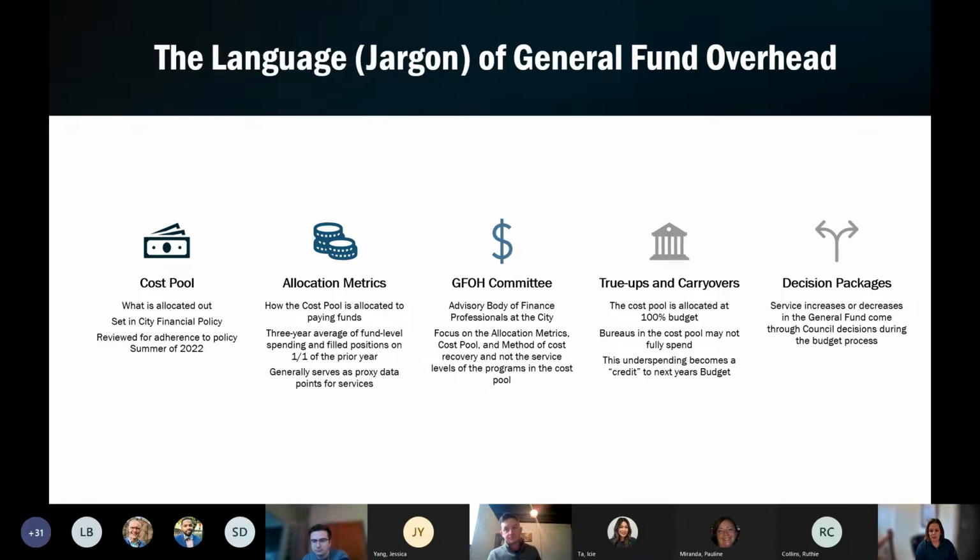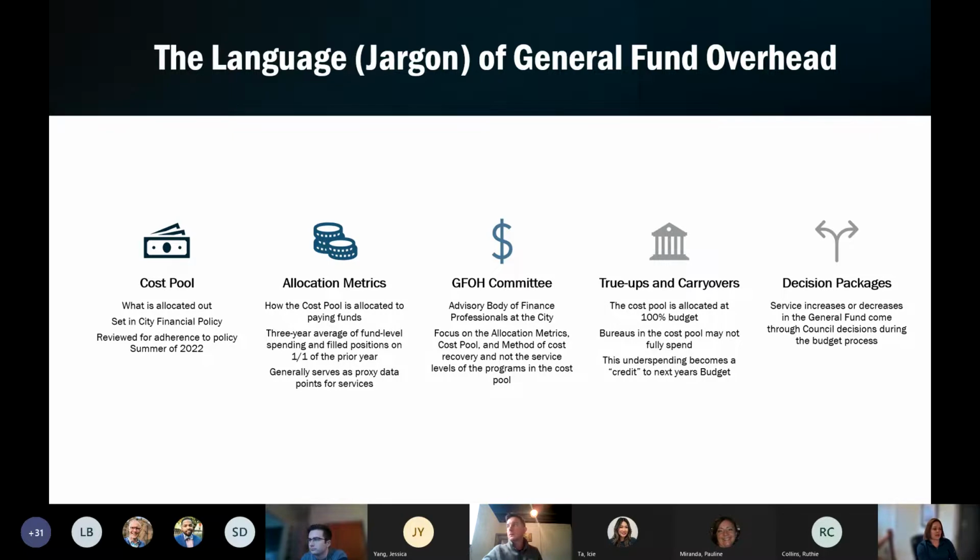We then have allocation metrics that have been agreed to and have been in use for, gosh, probably at least since 2009, 2010, maybe. And so this is basically how the cost pool is allocated to the paying funds. It's the 3-year average of fund level spending and filled positions as of January 1st of prior year. So basically the prior year is January 1st of 2022 position counts. It generally serves as a proxy data point for service because, again, this is an indirect service model.